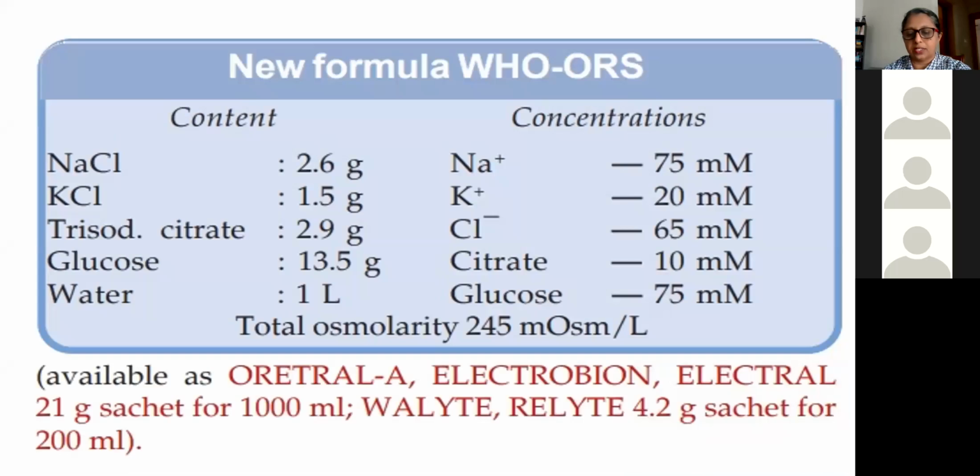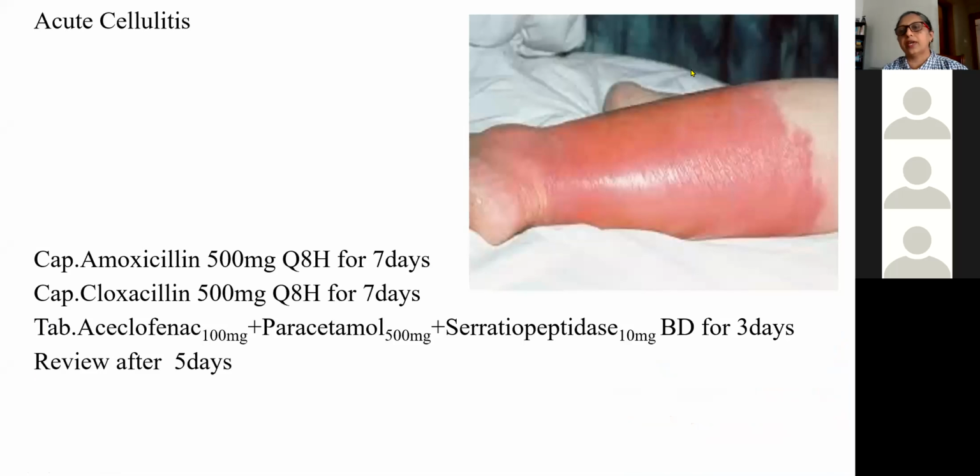Okay. Now next is acute cellulitis. You would have seen patients with such a condition. It is an acute bacterial infection of the skin and subcutaneous tissue. Both the skin and the subcutaneous tissue will be inflamed, and there will be bacterial infection, usually staphylococcus or streptococcus, with redness, warmth, swelling, and pain. So this is called acute cellulitis.